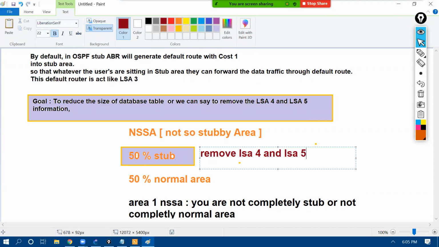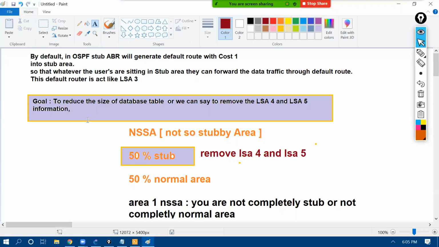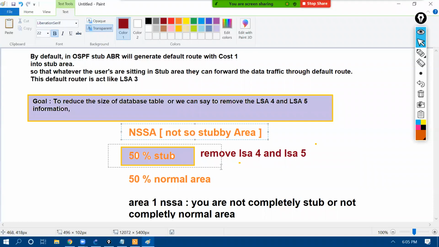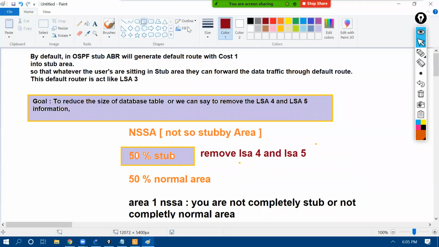In the NSSA area, what happened? Still you are getting the same features. At the same time, what happened? He's seeing the 50% normal area. Now, what happened?